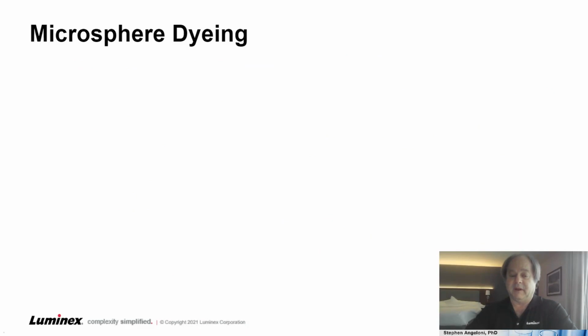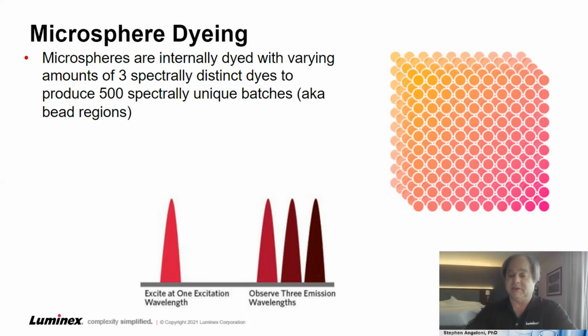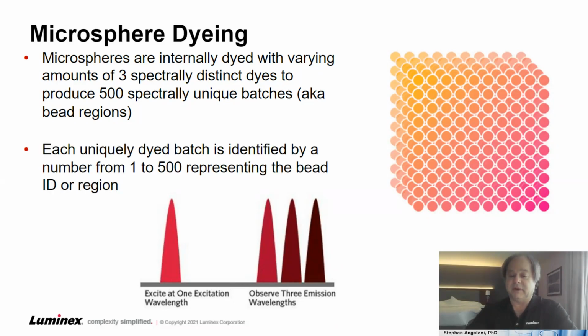The other power that adds to the platform is the multiplexing capability. The way we do that is we have 3 different dyes that the bead can be impregnated with. We actually have 500 different mixes of these dyes, where there are different ratios of the dyes in each mix. So when a batch of beads is dyed with one of these mixes, it gives it a unique color compared to all the other dye batches done with a different mix. Essentially, with the 500 different dye combinations, we have 500 bead regions of different colors. We usually refer to these as a bead region or bead ID.